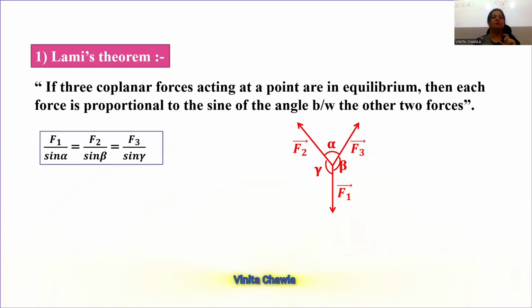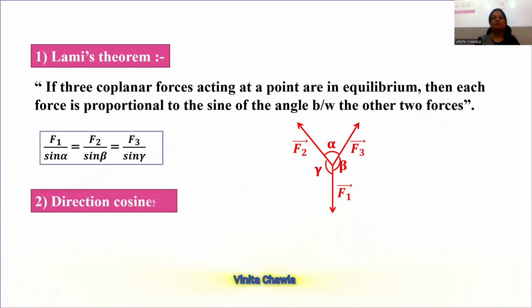So F1 upon sine alpha is equal to F2 upon sine of the angle between F3 and F1, it's sine beta. F3 upon sine of the angle between F1 and F2, it's sine gamma. Okay, so F1 upon sine alpha is equal to F2 upon sine beta is equal to F3 upon sine gamma. This is Lami's theorem.